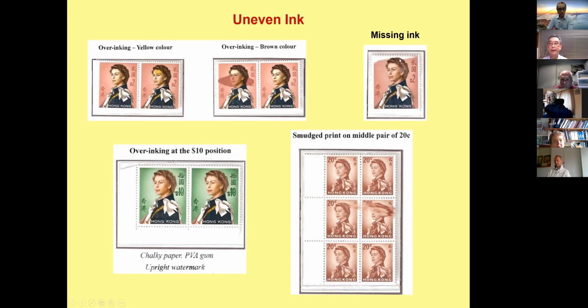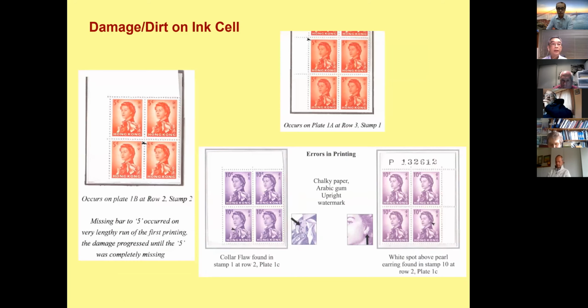So some part of the ink is missing for this particular one. And so if you have some dirt or damage on the ink cells, you will get these effects. These two are quite famous. This is recorded in a number of the catalogs. The 5 cents here in fact occurs in plate 1B at row 2, stem 2. We call it a missing bar to the 5.